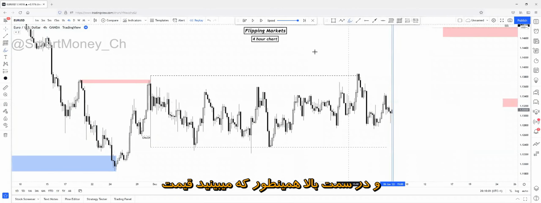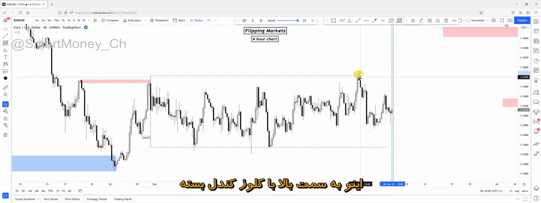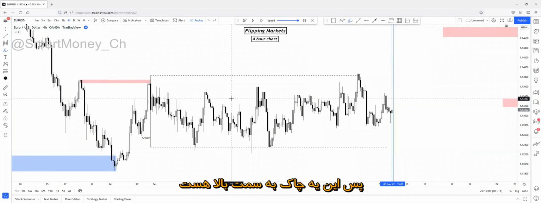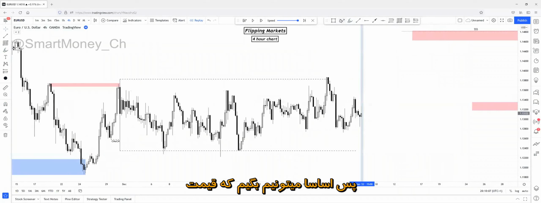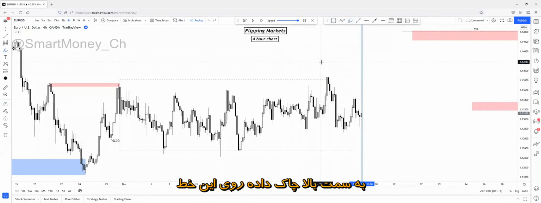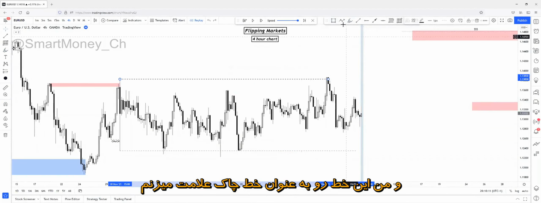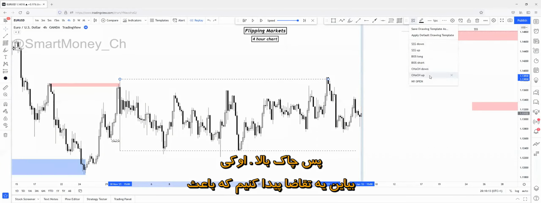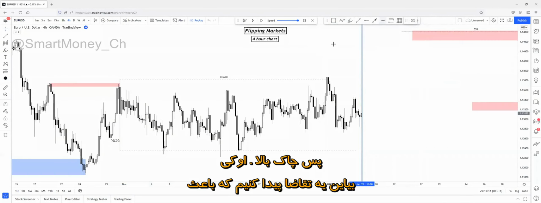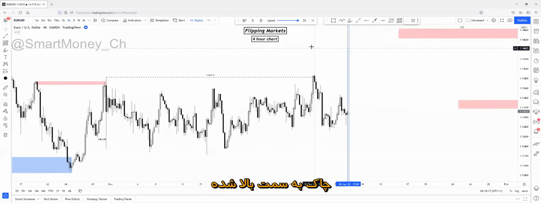On the upside, as you can see, price broke above with this body closure. So it's a change of character to the upside. So basically we can say the price changed character to the upside on this line. So I will just mark this line as a change of character line. Okay, let's find the demand zone that caused the change of character to the upside.